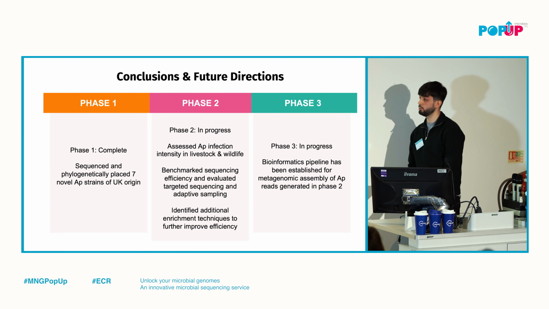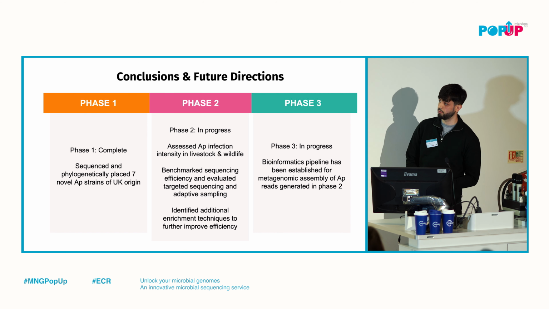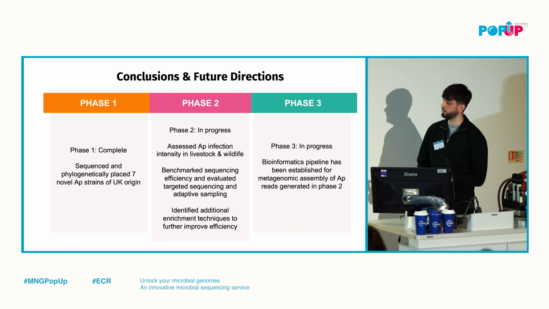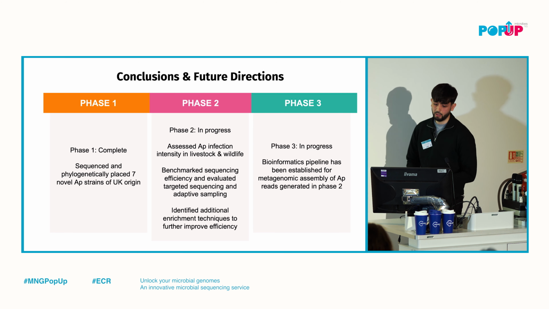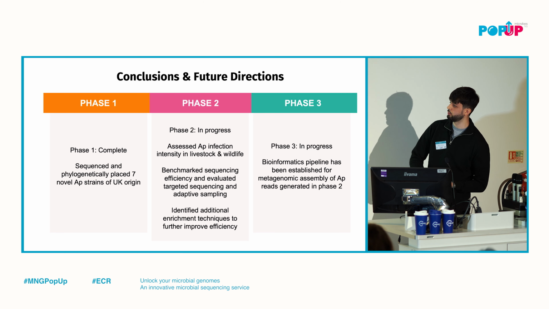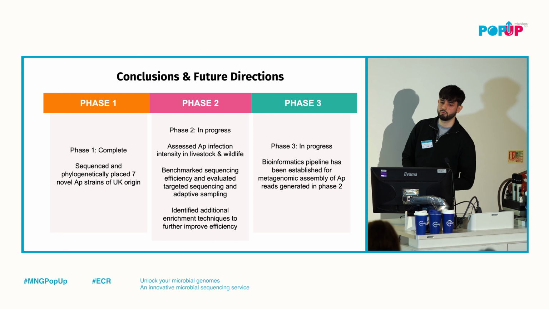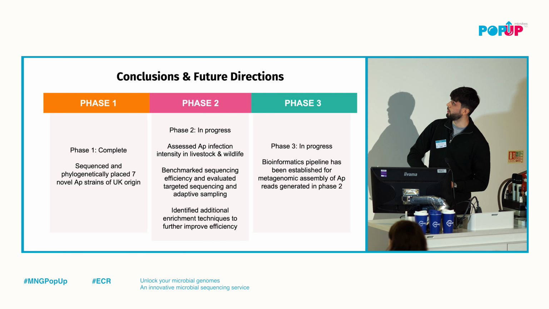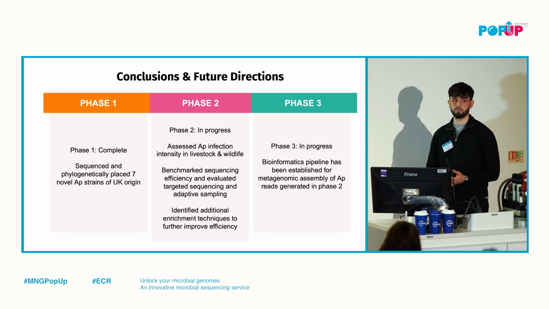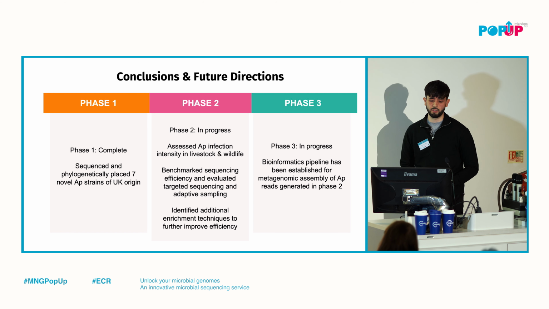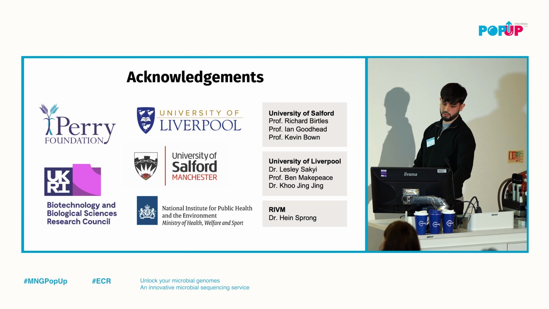So to conclude, we have completed phase 1 of the project. We've sequenced and assembled the first 7 A. phagocytophilum strains from the UK. And we made significant progress in phase 2. So we have got it to a point where we could start sequencing genomes, but for the sake of efficiency, we want to improve the enrichments a little bit more. And even though I've not mentioned phase 3, we have made a lot of progress on this because we've developed a lot of the bioinformatic pipelines that we need to make sense of all this data.